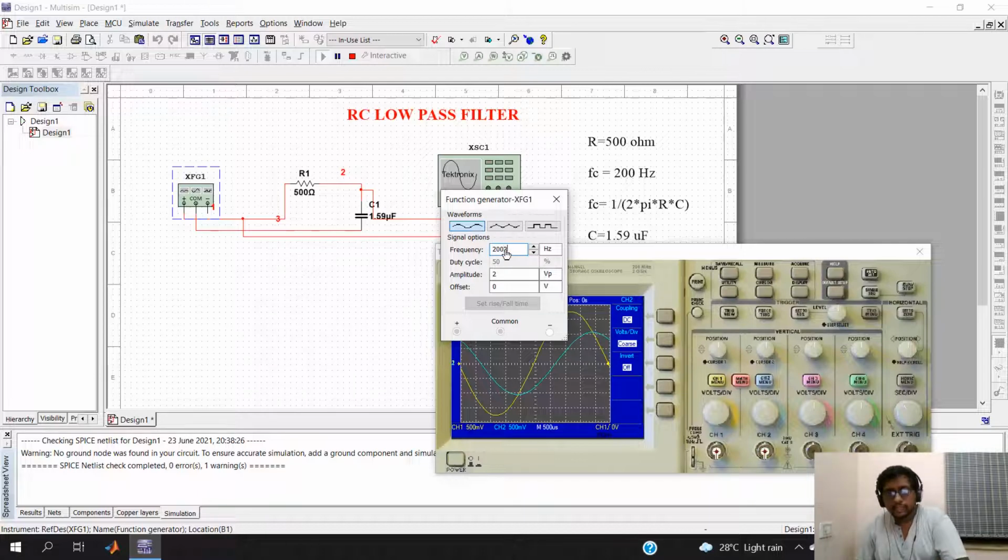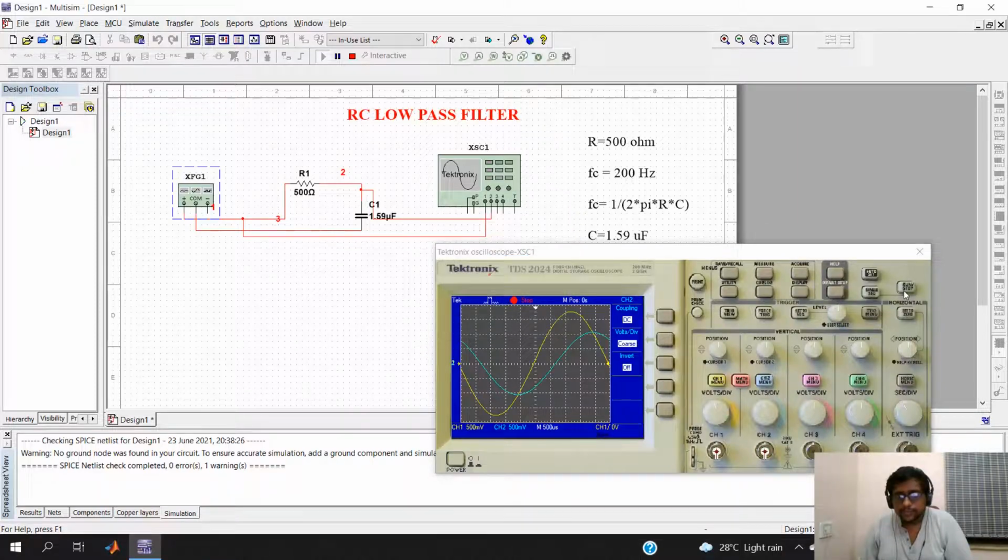So if I give 2000 hertz or 2 kilohertz, let us see what will be the output. I'll again run. See, it can be observed that your signal has attenuated a lot. So it can be observed, 1 volt I'll also keep. The signal has attenuated a lot. There is a loss of signal, and there is a significant phase shift.